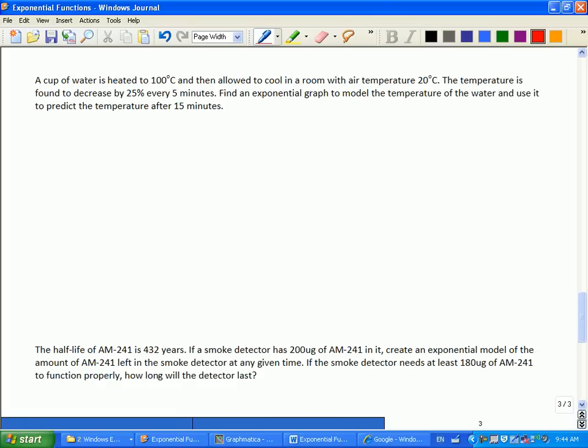It says a cup of water is heated to 100 degrees Celsius, then allowed to cool to room temperature, which is 20 degrees Celsius. If we found out that it decreases by a quarter every 5 minutes, we want to first find an exponential graph and use it to predict the temperature in 15 minutes.